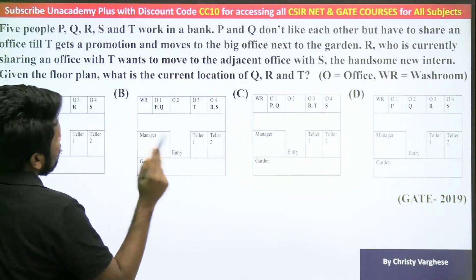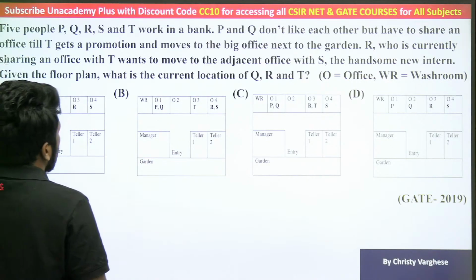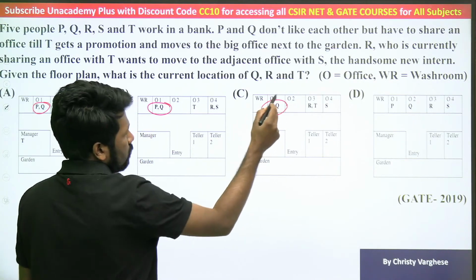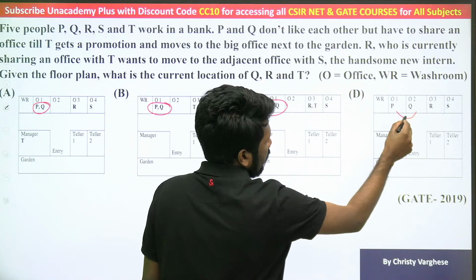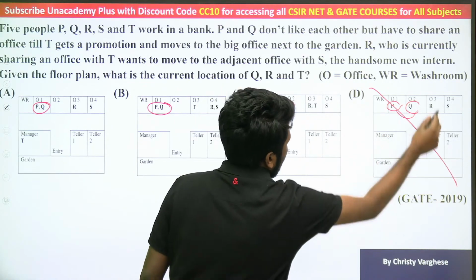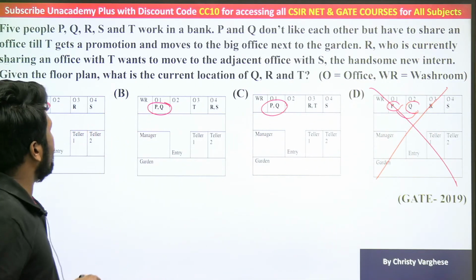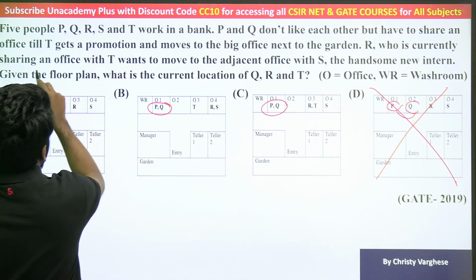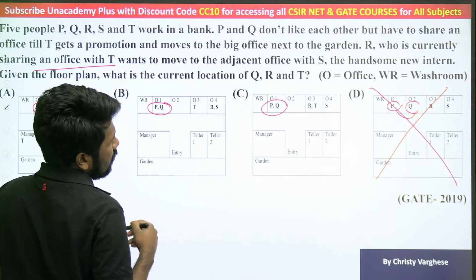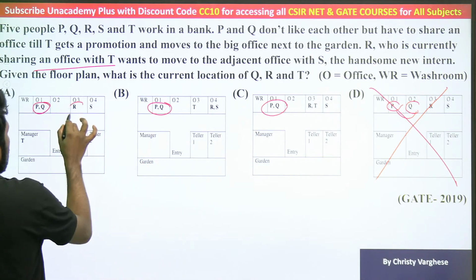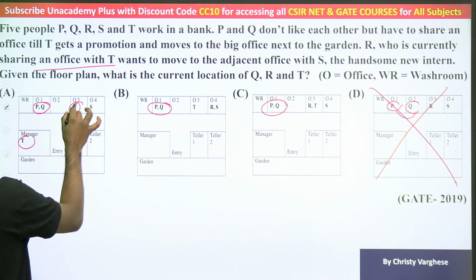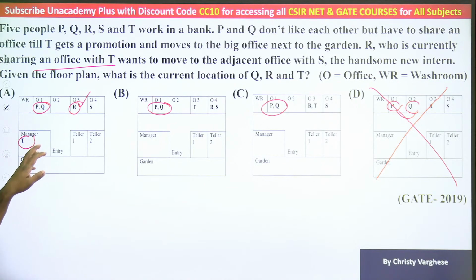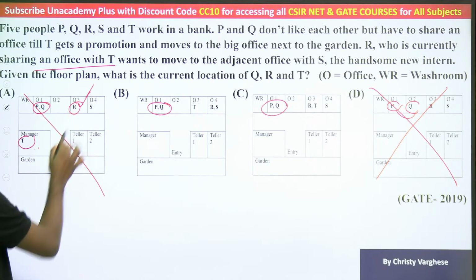P and Q do not like each other but have to share the office. So P and Q should be in the same office. All these 3 options are saying so, but in this option P and Q are in separate offices, so that can be eliminated readily. R is currently sharing an office with T. R is currently with T. This option is not saying so. R is in office 3 and T is here. So definitely that is eliminated.